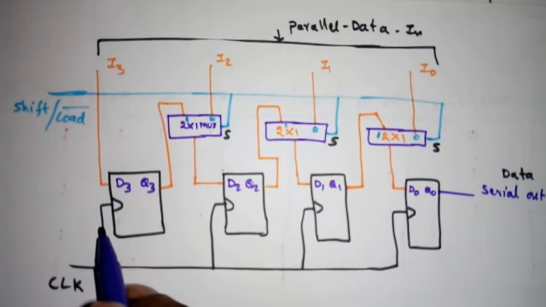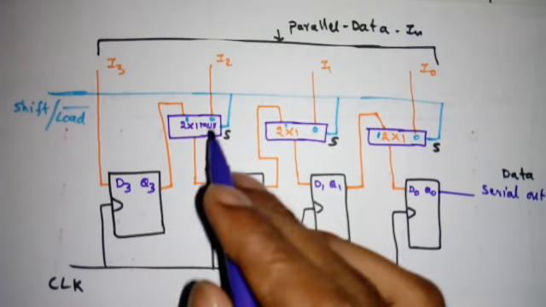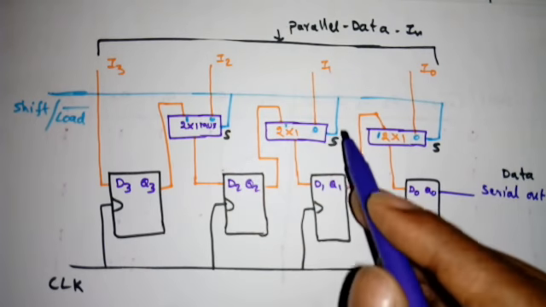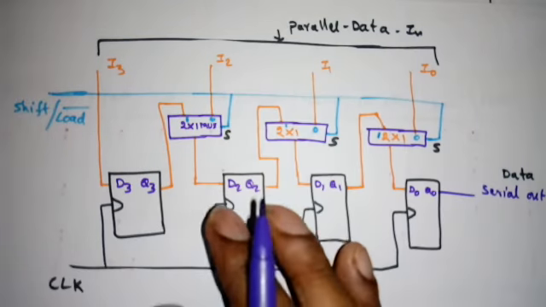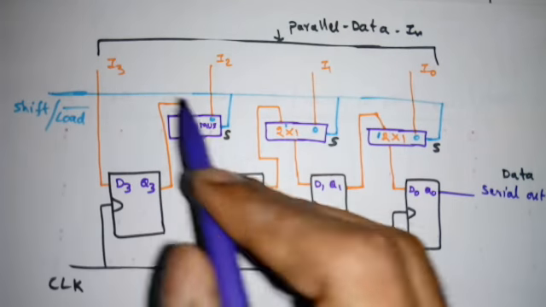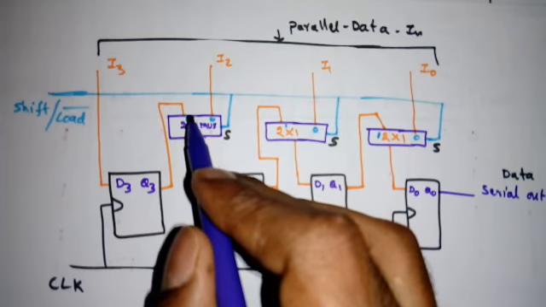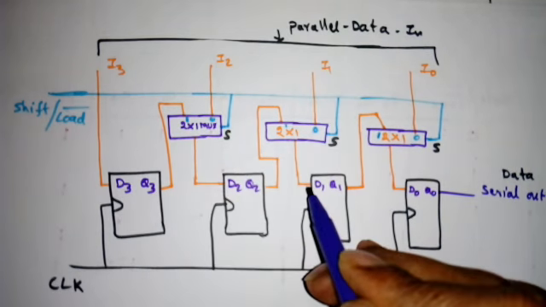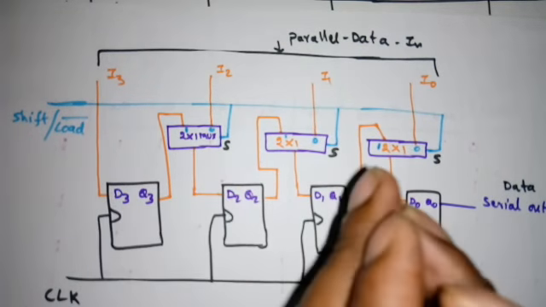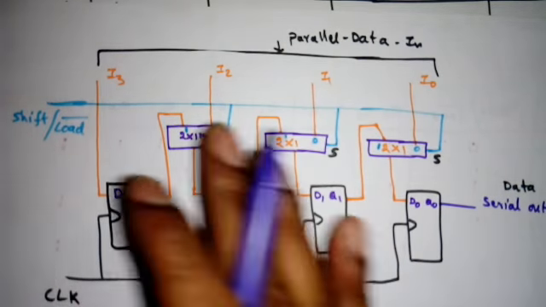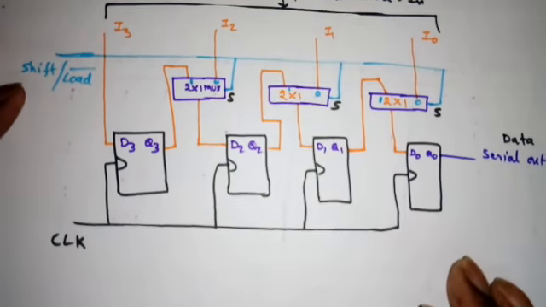Now the moment we apply the clock, I3 will be transferred to the output of the first flip flop, I2 to the second flip flop, I1 to the third, and I0 to the last. So loading is done. Next, when shift or load bar is equal to 1, it will select the other input, which is coming from Q3. So here I will get Q3, here Q2, and here Q1. When the clock is applied, the shifting will be done one by one, right? So this is the logic diagram using multiplexer blocks.